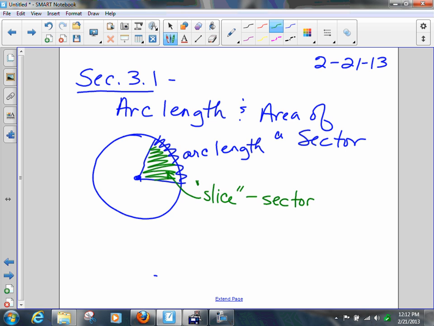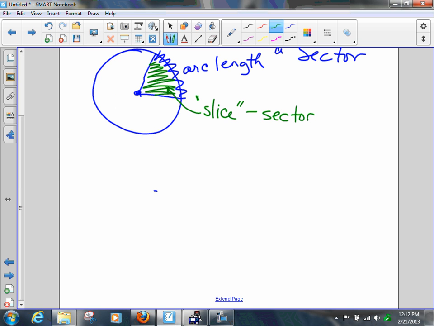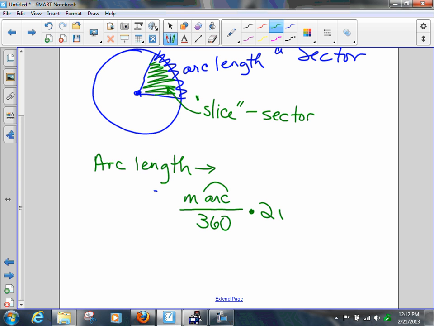Now, we also learned yesterday, or we got started, that arc length in geometry was the measure of the arc divided by 360 times 2 pi r, okay? And that's straight from geometry. We're going to kind of tweak this today.